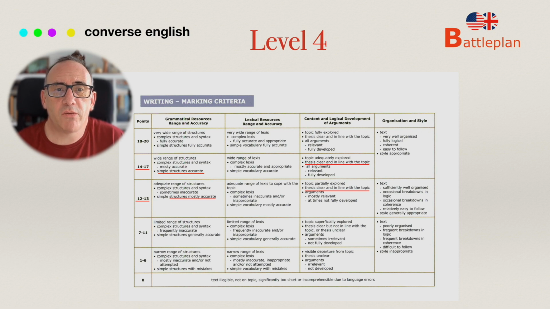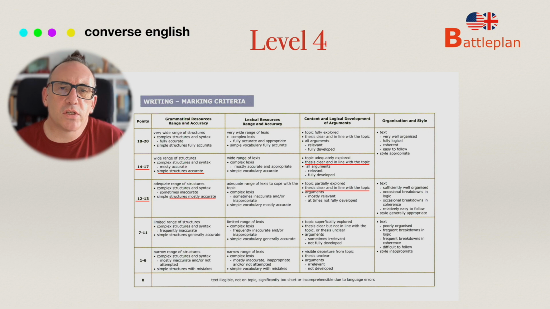Whereas obviously, if we look down at this 12-13 band, which would be the 3+, so technically a fail at level 4, but you would get a 3+ certificate, here we've got simple structures, mostly accurate, and so that's something to bear in mind.